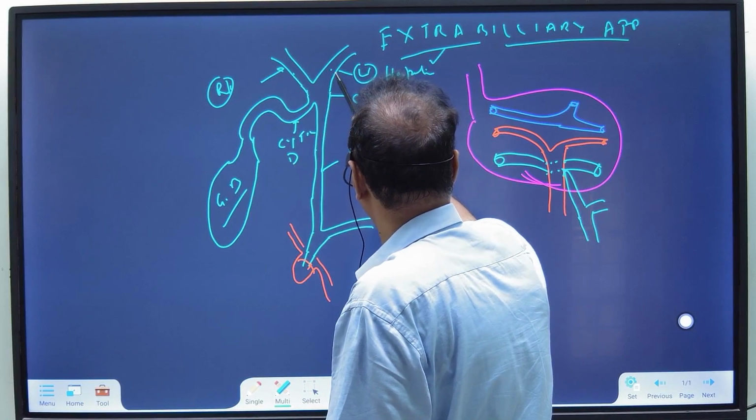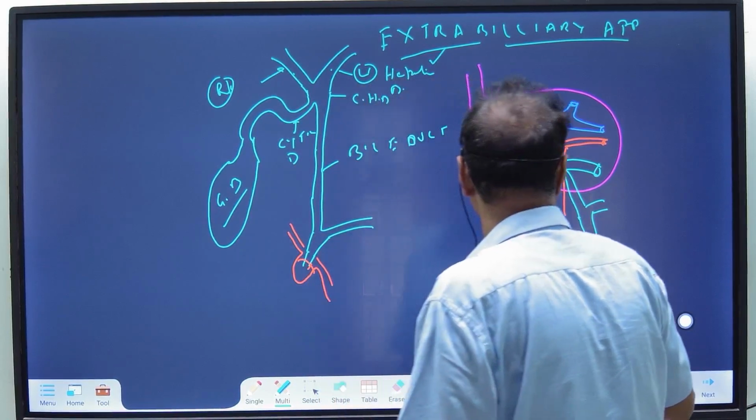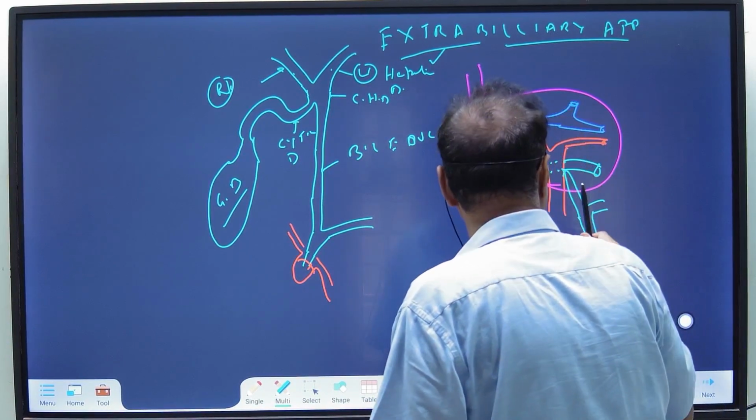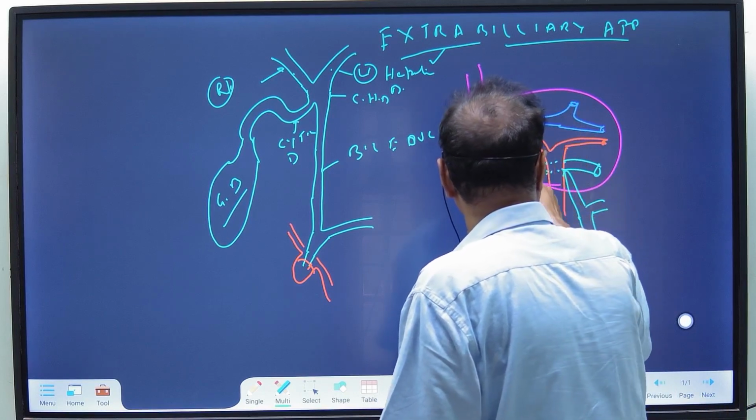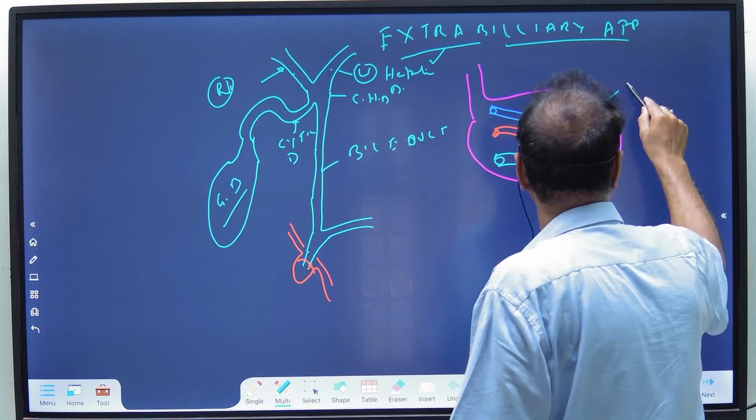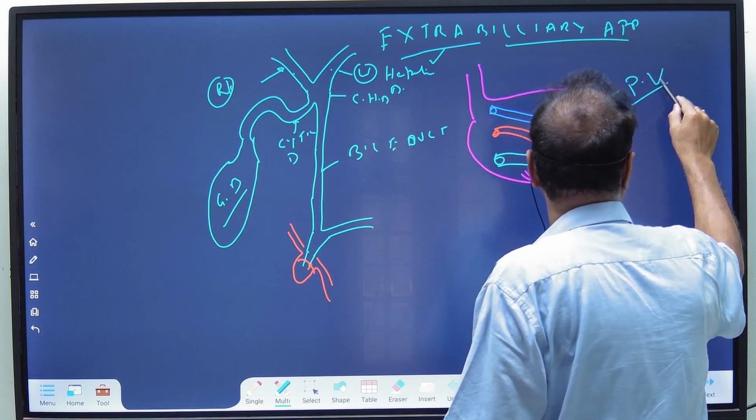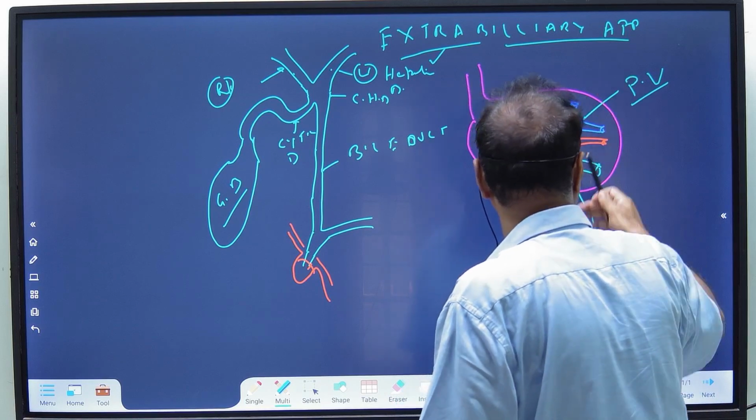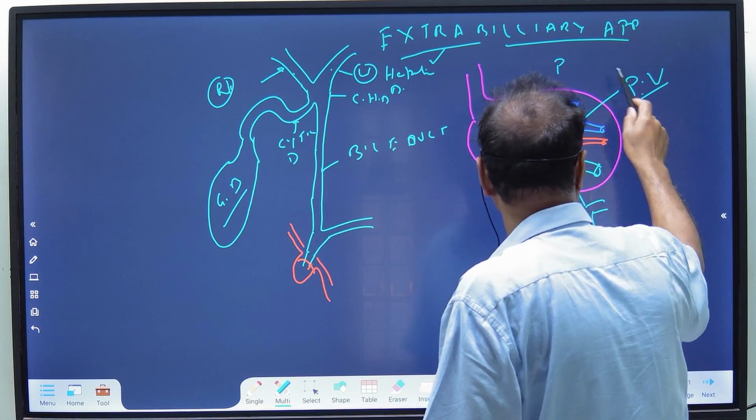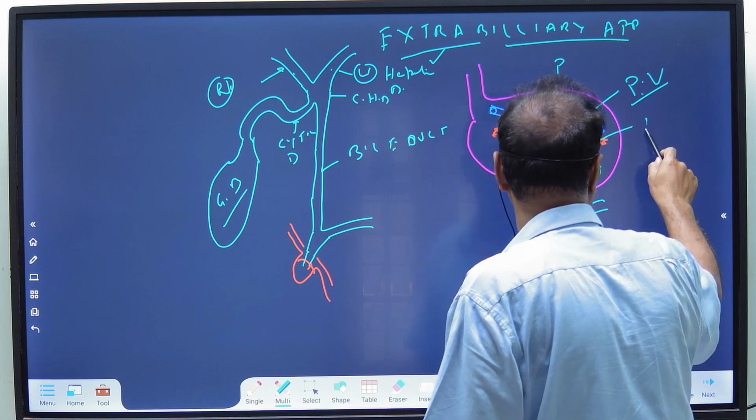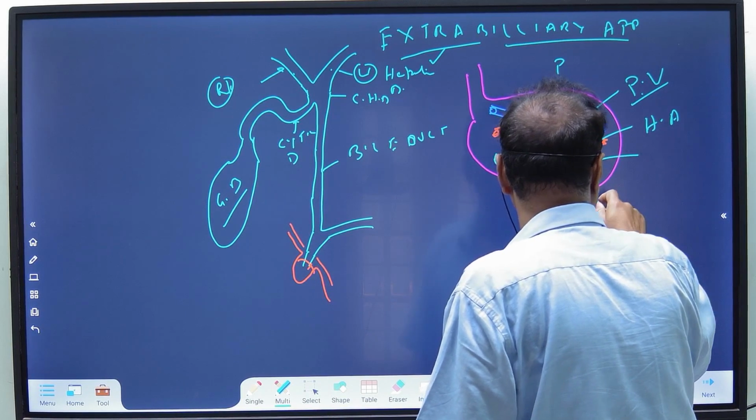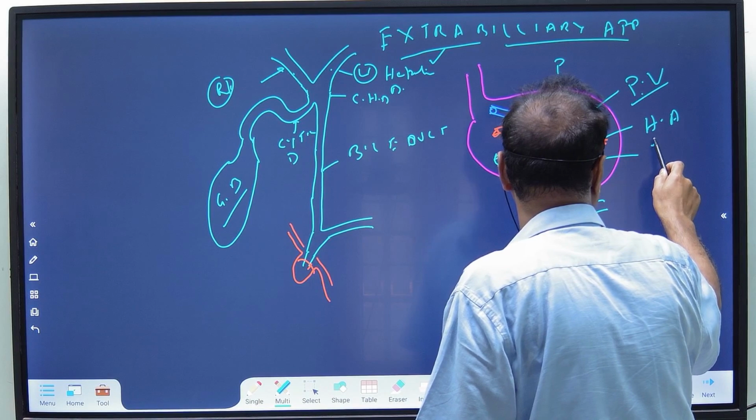Right and left hepatic duct join together to form the common hepatic duct, and the common hepatic duct lies in the porta hepatis in such a way that this is the portal vein, which is the posterior structure, and this is the anterior structure. So first we have got the portal vein, then the hepatic artery, and finally the right and left hepatic duct forming the common duct.